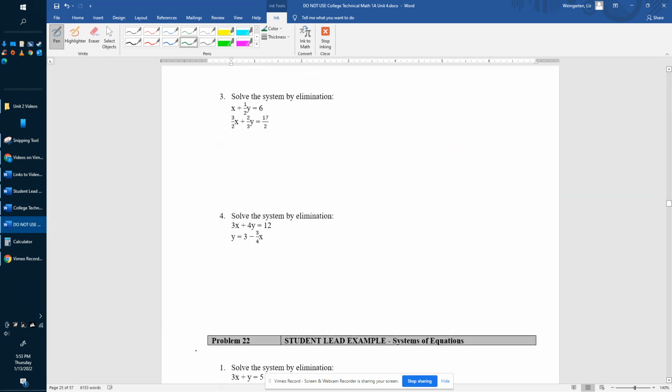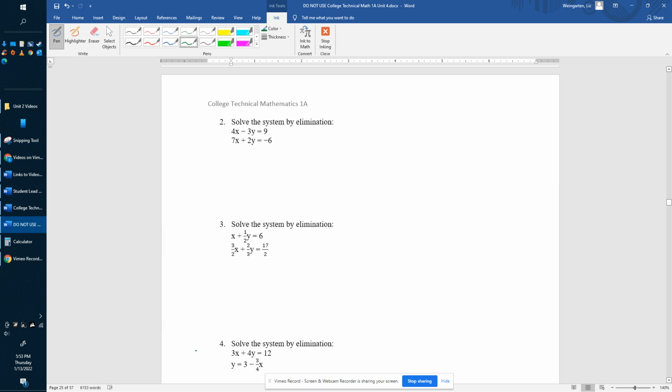Got a few more of these that we can try. Let's see what we can do. So we have the same sign on the x's again, so I'm going to try to get the y's to equal each other's coefficients. So we have a 3, we have a 2. So I'm going to multiply this first one by 2 so that we get a negative 6. Multiply this one by 3 so we get a positive 6. So remember to multiply everything, not just the y's.